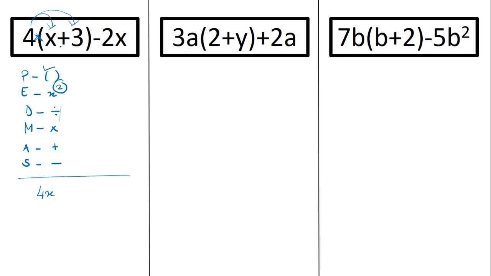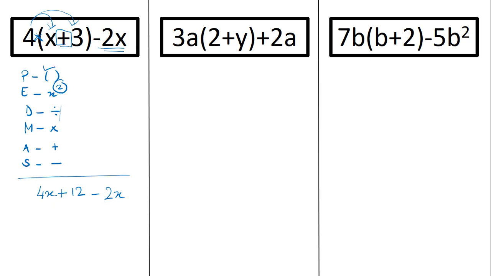Now, there's a plus sign in between, so I just bring it down the way it is: 4x plus 12. 4 times 3 gives me 12. And then the next thing is minus 2x. So I'm just going to write down my minus 2x here.